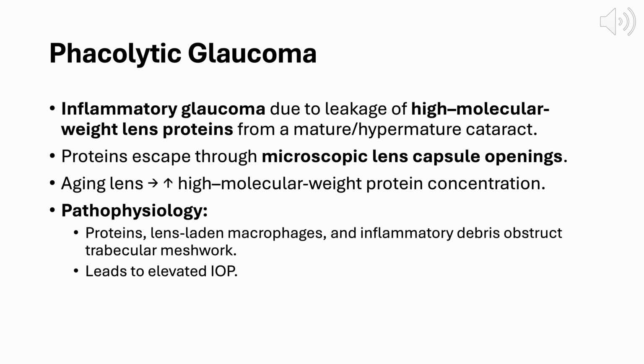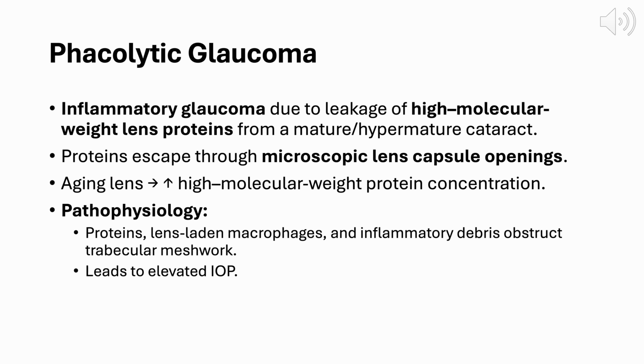Phacolytic glaucoma is an inflammatory form of glaucoma caused by the leakage of high molecular weight lens proteins from a mature or hypermature cataract. These proteins escape through microscopic openings in the lens capsule. As the lens ages, the concentration of these large proteins increases, making leakage more likely.